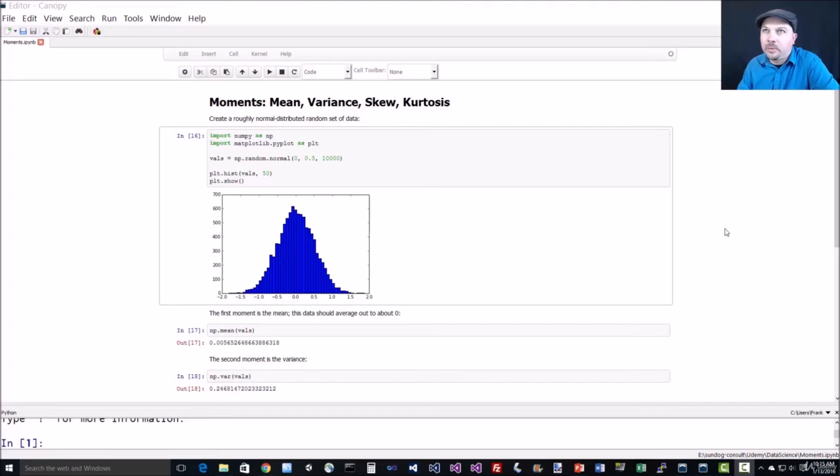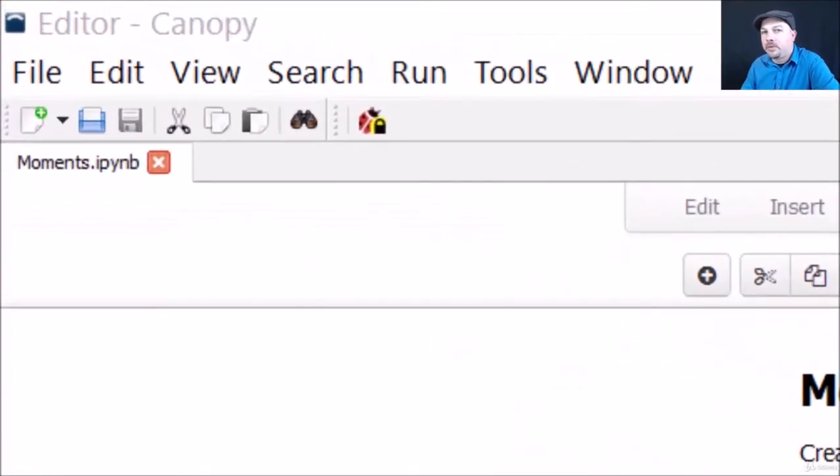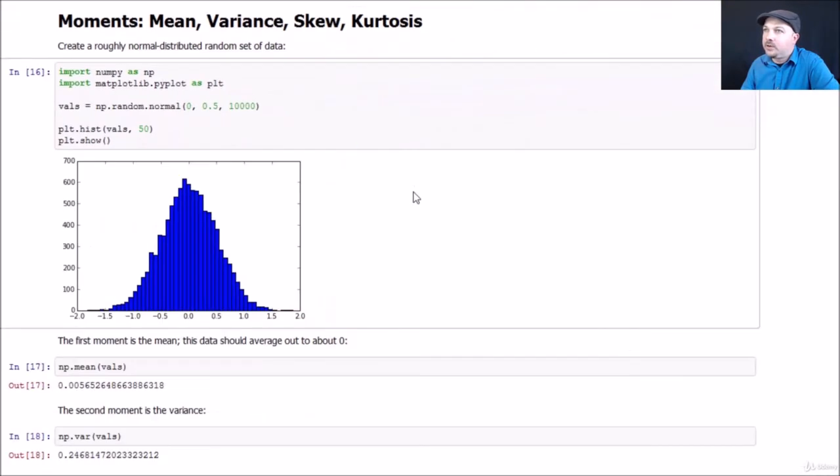Okay, to play around with this, go ahead and open up the moments IPython notebook file, and you can follow along with me here. So let's, again, create that same normal distribution of random data. And again, we're going to make it centered around 0 with a 0.5 standard deviation and 10,000 data points and plot that out. So again, a randomly generated set of data with a normal distribution around 0.